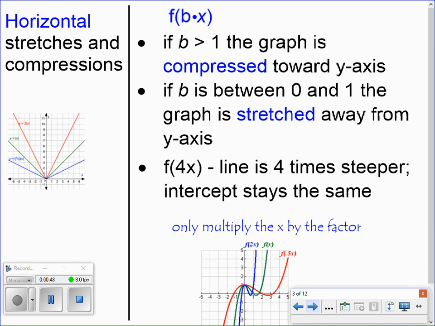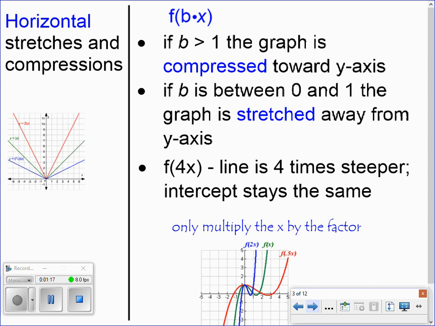When we are writing out the rules for horizontal and vertical stretches and compressions, we have 4 rules that we're going to be writing out. So we're going to have 2 for horizontal compressions, and the rule for horizontal compressions is going to be f of bx. B represents a number, so f of a number times x. You're going to have some number inside the parentheses that's being multiplied to x.